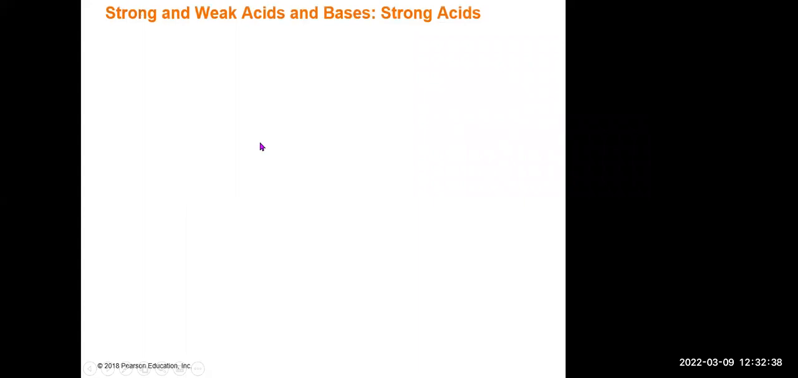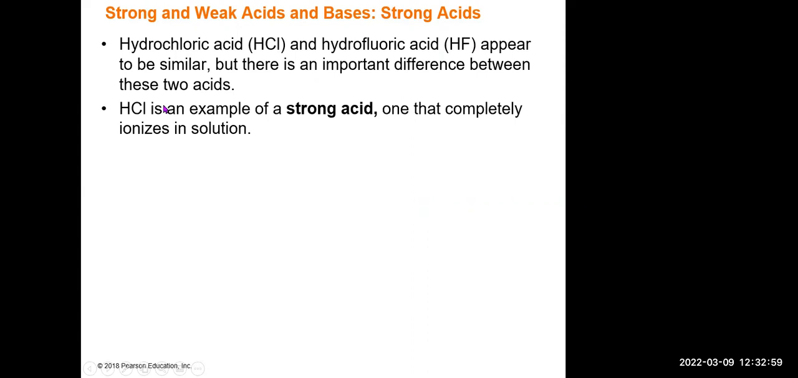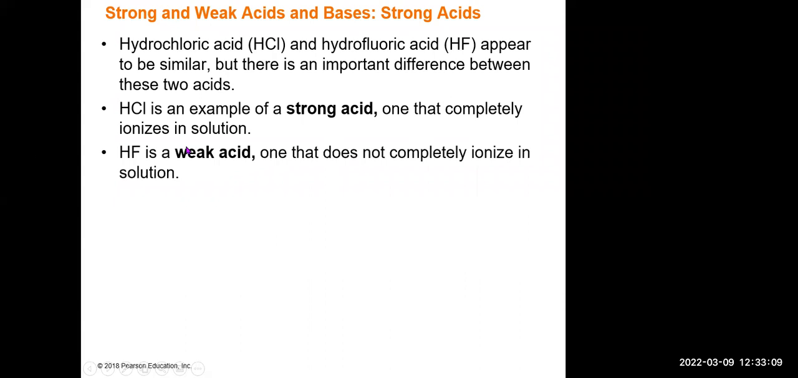And so we also know acids and bases can be strong or weak. For example, hydrochloric acid, HCl, and hydrofluoric acid, they are both acids, they appear similar, but there is an important difference between these two acids. HCl is an example of a strong acid, so that means the strong acid completely ionizes in solution. HF is a weak acid. The weak acid does not completely ionize in solution.